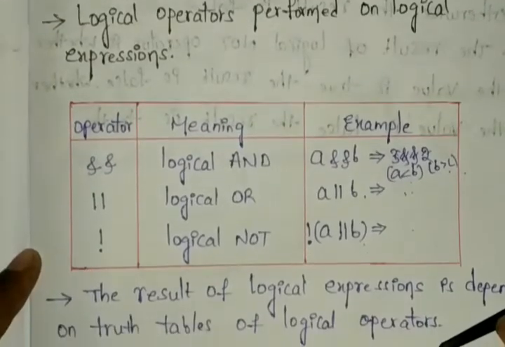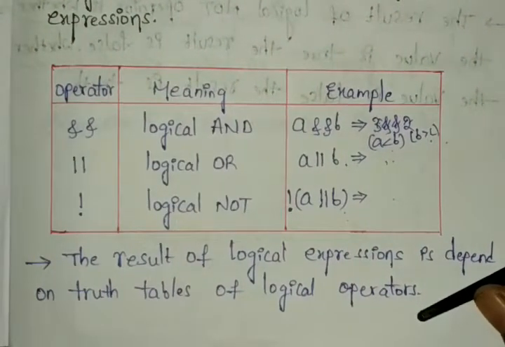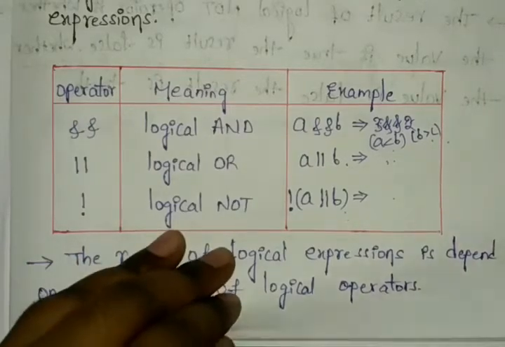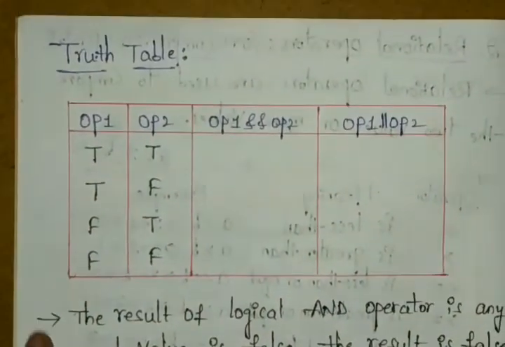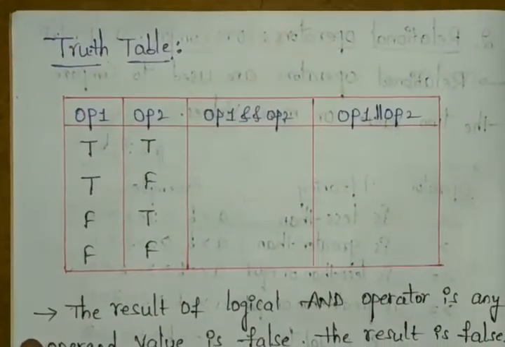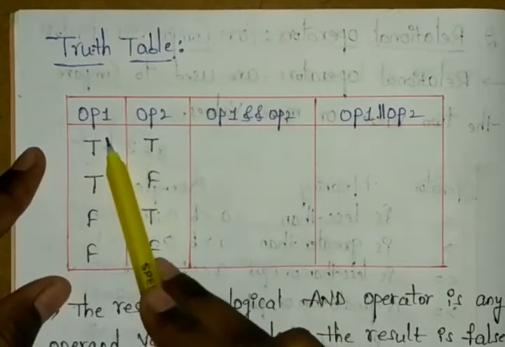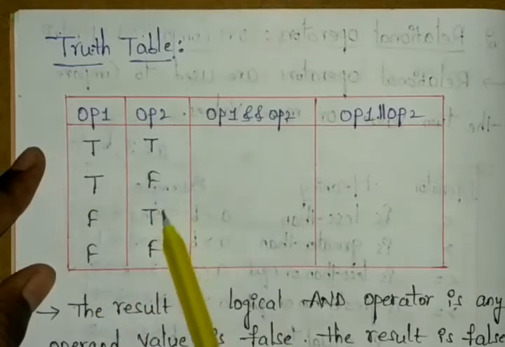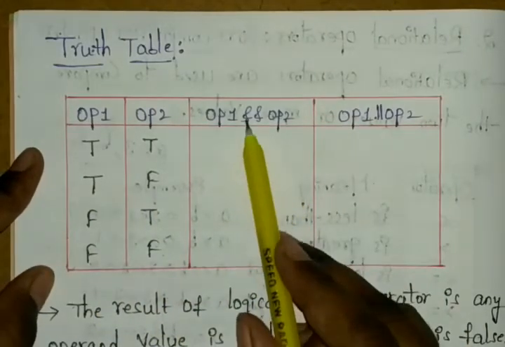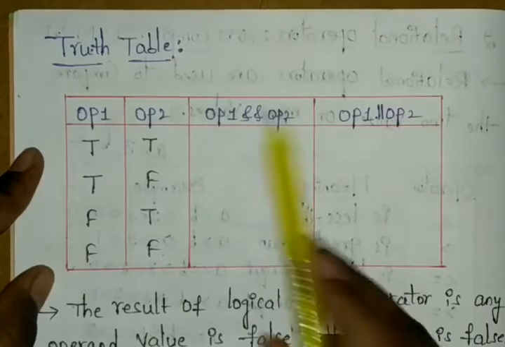Okay, so the result of logical expressions depends on the truth table of the logical operators. So let's see how our truth table looks. Right, so this is our truth table. Here we have operator 1 and operator 2. Operator 1 has true, true, false, false, and operator 2 has true, false, true, false. Then here we are performing the AND operator.